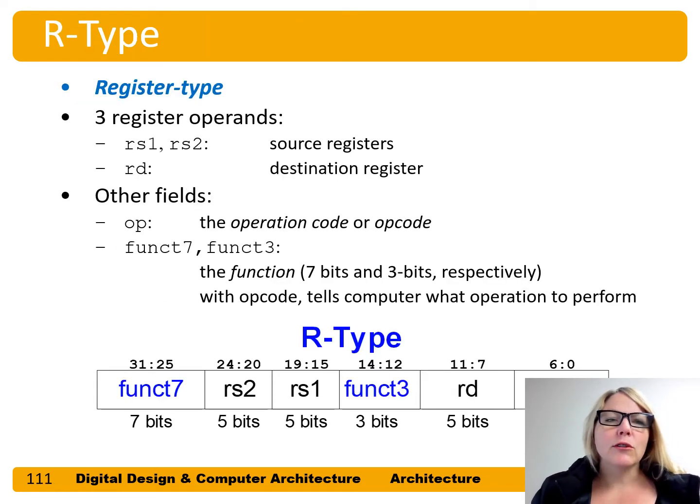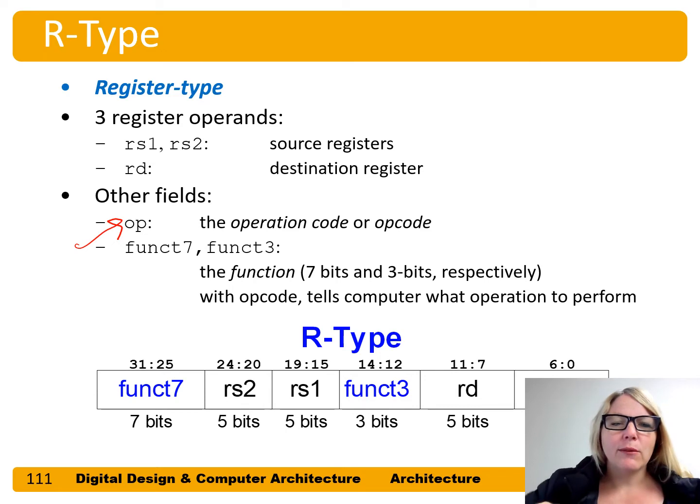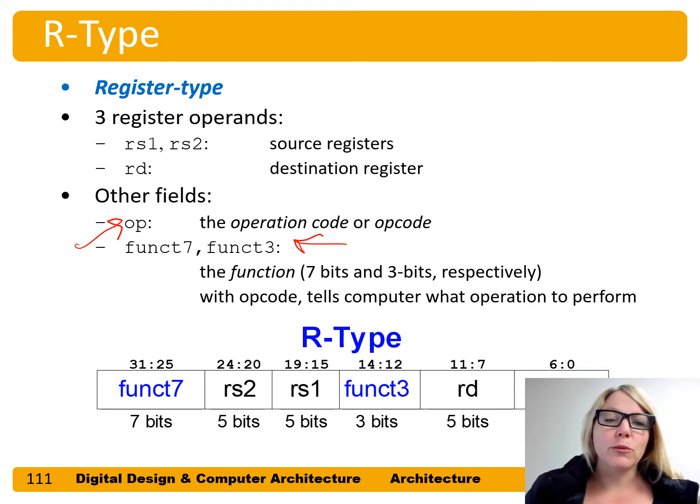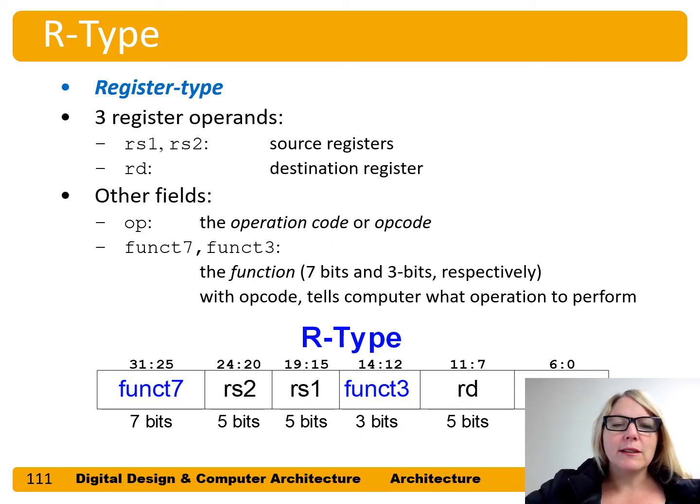We'll start with R-type. So R stands for register. So R-type is a register type instruction where the operands are all registers. So we have a source register or 2 source registers, RS1 and RS2, and a destination register. And we also have some what we call control fields, the op field or opcode or operation code. And then we have 2 other fields that control what operation the computer should perform: funct7 and funct3. The 7 and 3 indicate the number of bits we use to encode those fields. So the function bits, 7 and 3 bits, with the opcode tell the computer what operation to perform.